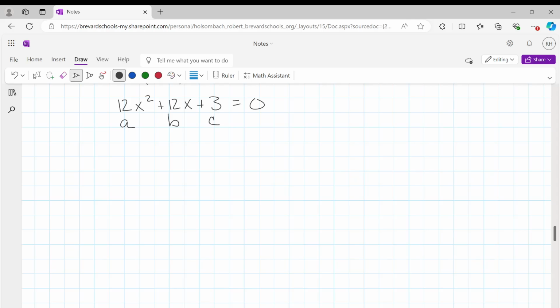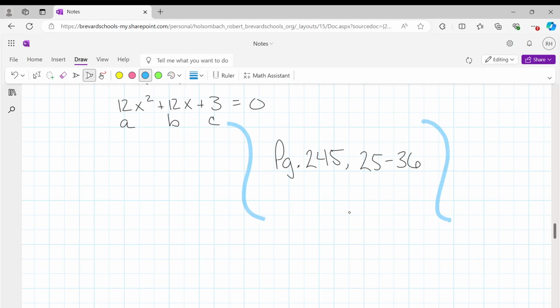All right, so your assignment for today is page 245. Problems 25 through 36. Do them on a clean piece of paper. Make sure your name is on it. And those are going to go in the basket when you leave class today.